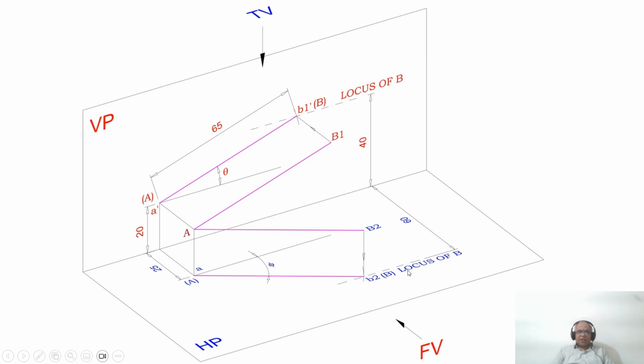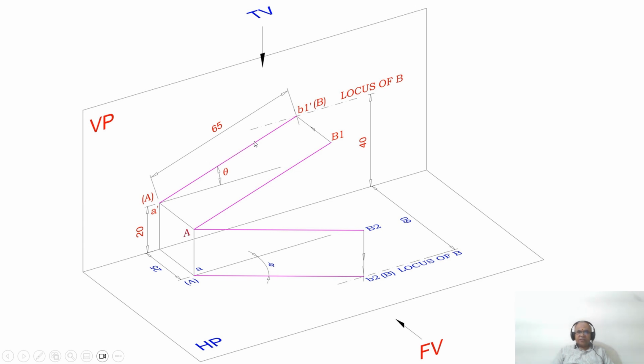Since it is the true length, because that is given in the problem, with A as center, taking the radius of 65, cut an arc on the locus of B and you mark that point as B2 and capital B and you write locus of B. Then you are going to have the line AB2 in the top view and A dash B1 dash in the front view. So this is the true length in VP and this is the true length in HP.